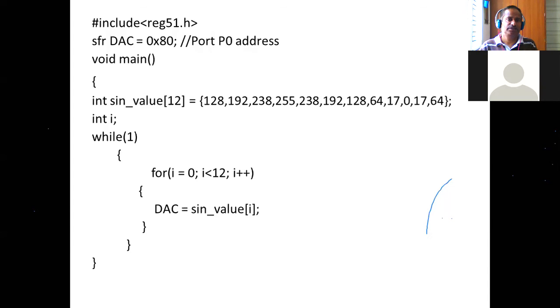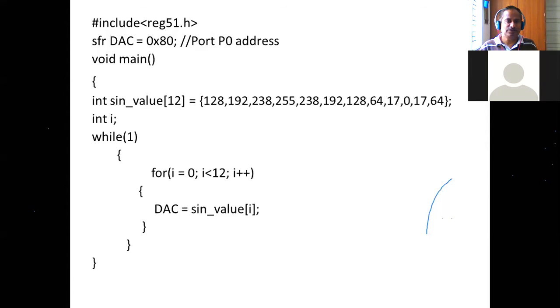So int sine value, we are using an array here. We need 12 different data. So in an array, we define the size of the array as 12 is equal to, in the first memory location, we store 128, for 0 degree, like this, 192, 238. We have stored 12 different values.